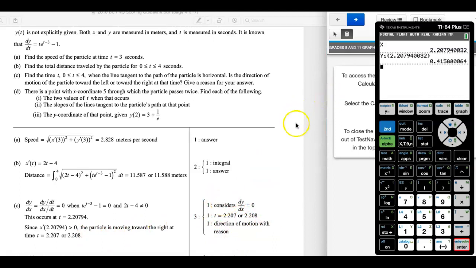Okay, let's move on to part D. Part D says that there's a point with x-coordinate 5 through which the particle passes twice. Keep in mind that you have this point in space where x is 5, and the particle travels around and then comes back to that point. So there are 2 instances when the particle passes through that particular point. In the first part of part D, we're trying to figure out the 2 values of t for which this occurs. So again, what we're looking for is when x is 5, we want to know the 2 values of t for which that occurs.